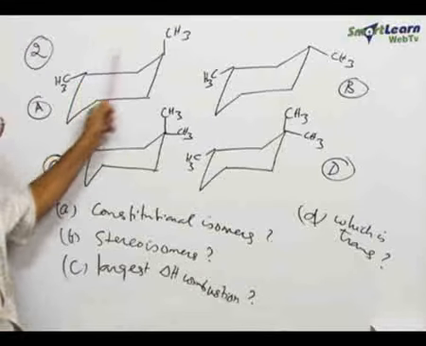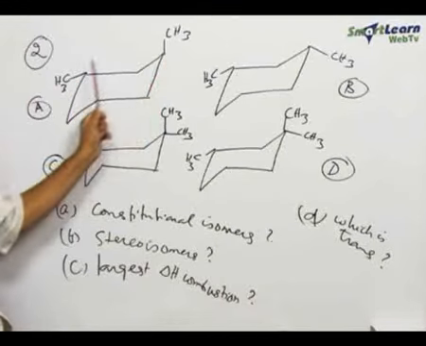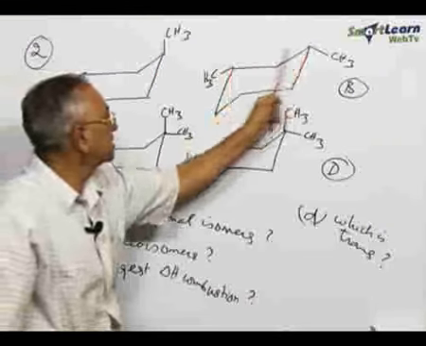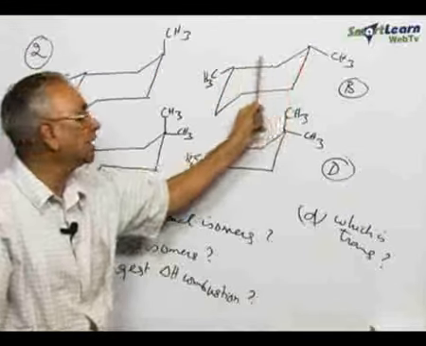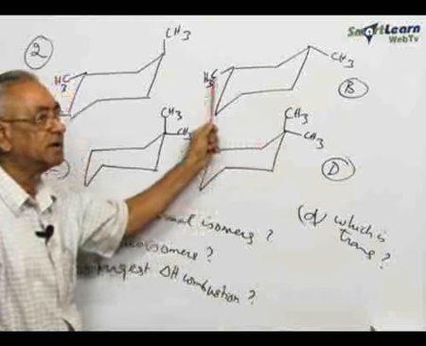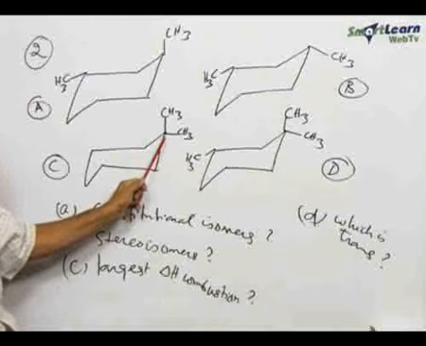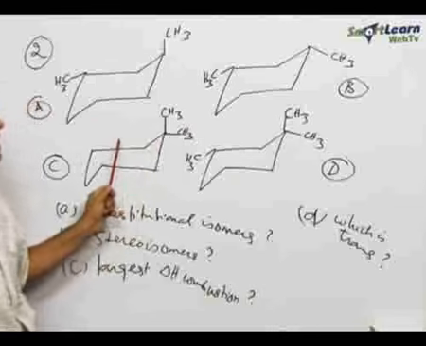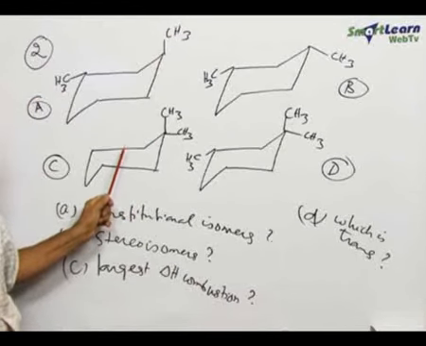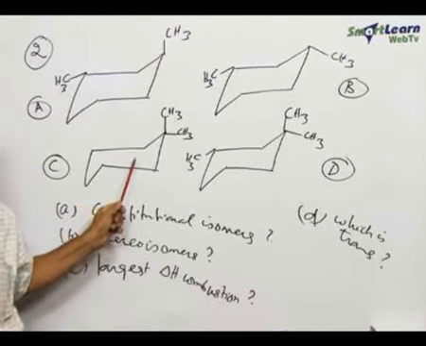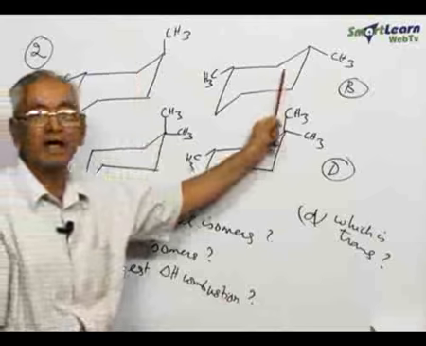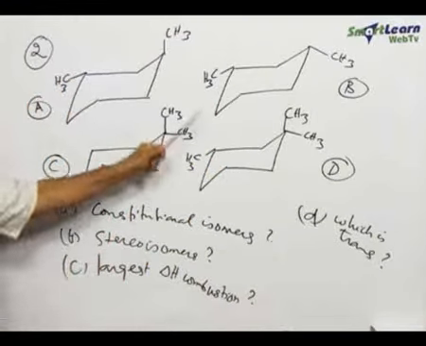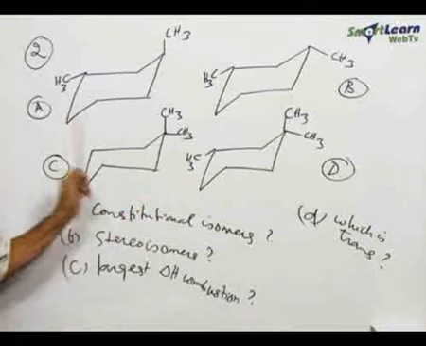In A there are two methyl groups attached at the 1 and 3 positions. In B also, two methyl groups are attached at the 1 and 2 positions, whereas in C the two methyl groups are attached at the same position. Therefore A, B and C are all constitutional isomers, and you can say that C is the constitutional isomer of A and B. That is the answer for this question.